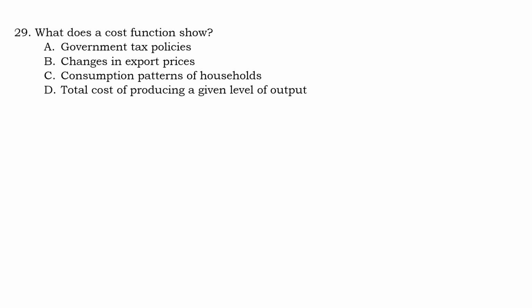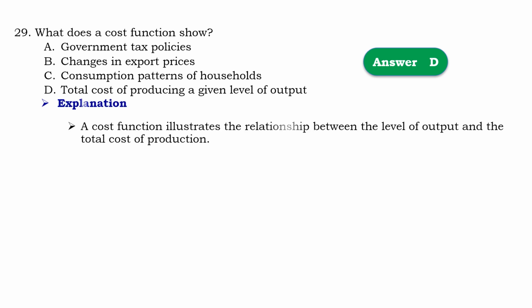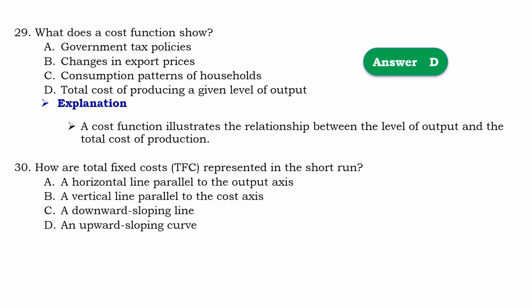Question number 29. What does the cost function show? That should be D, the total cost of producing a given level of output. It means that the cost function illustrates the relationship between the level of output and the total cost of production. Question number 30. How are total fixed costs represented in the short run?